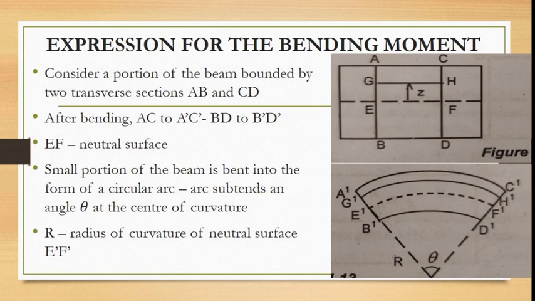We know that EF is the neutral surface, and after bending EF is neither elongated nor shortened, but we are renaming it as E dash F dash, so that E dash F dash is equal to EF itself. So R represents the radius of curvature of the neutral surface E dash F dash.